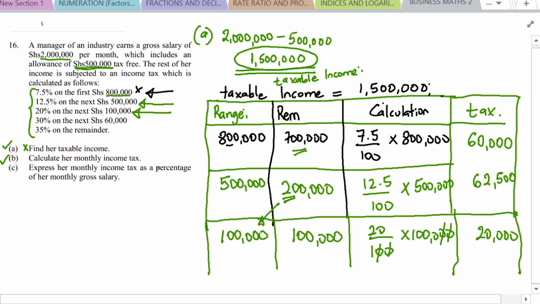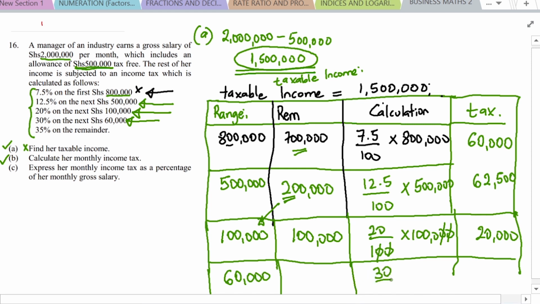Like that. So that is also done. So we'll get to the next 30,000. Now, I mean the next 60,000, which is this right there. In the next 60,000, we're going to apply a tax rate of 30%. So we continue. The question says in the next 60,000, we are going to apply a tax rate of 30%. So it's 30 over 100 times the 60,000.